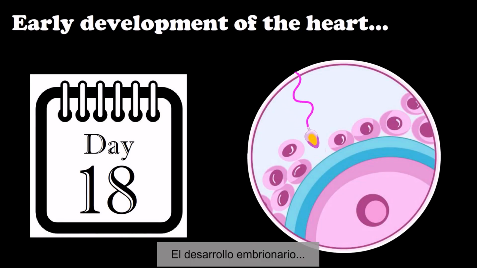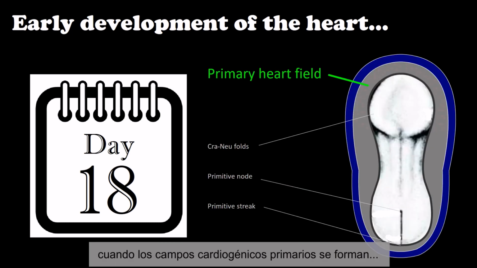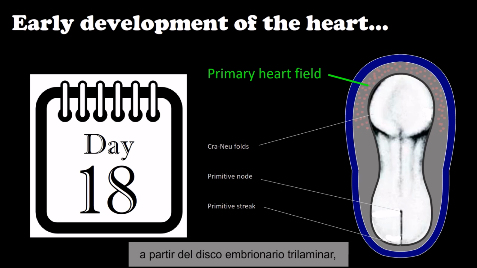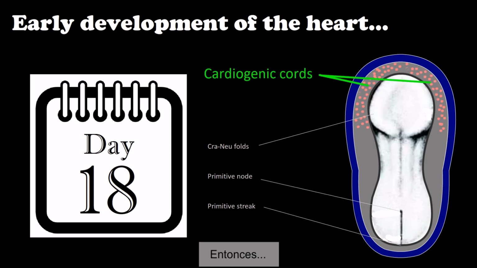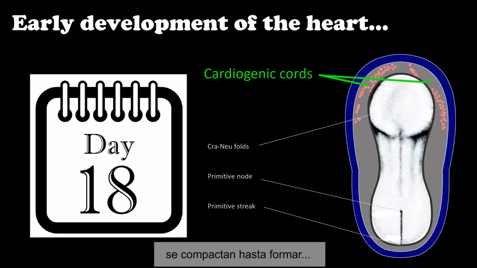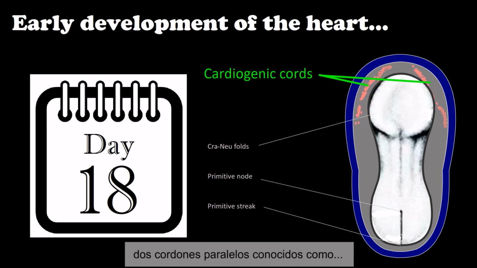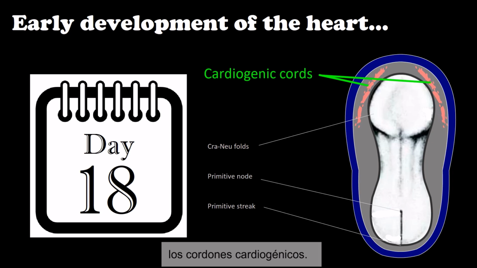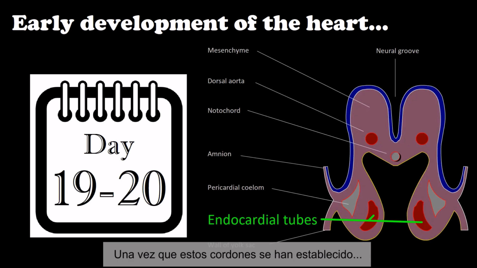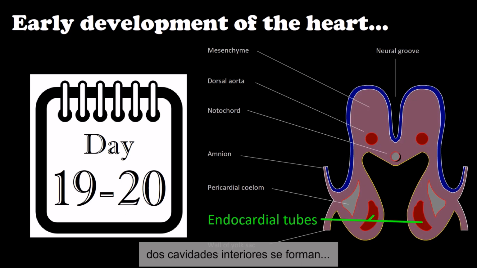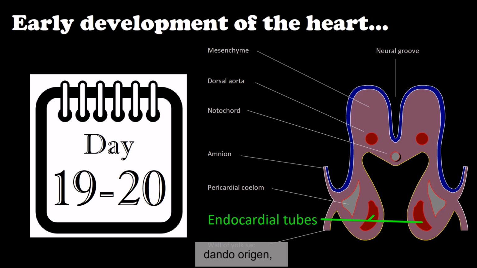The embryonic development of the cardiovascular apparatus begins 18 days after fertilization, when the primary heart field forms from the trilaminar embryonic disc's cranial portion of the mesoderm. Then, this field compacts itself until it forms two parallel threads called cardiogenic cords. Once these cords are established, two cavities inside them develop, giving origin, in this way, to the endocardial tubes.